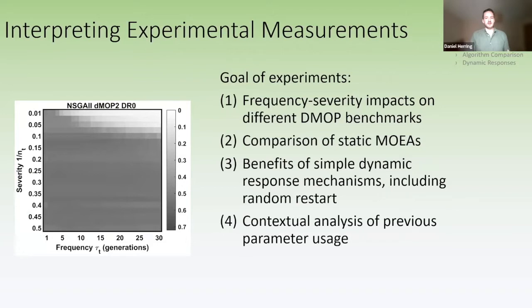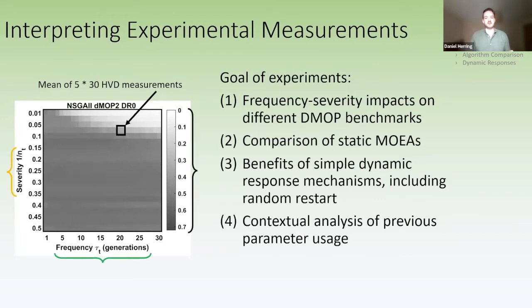So an example is shown here for the NSGA2 algorithm with no additional response mechanism on the DMOP2 benchmark instance. Each cell represents the measurement for a single combination of parameters, and the color bar to the right of the heat map shows the range of the hypervolume difference values achieved. A value of 0 here indicates the perfect hypervolume attainment in every dynamic interval of a problem instance, while the darker gray shows a poorer achievement.